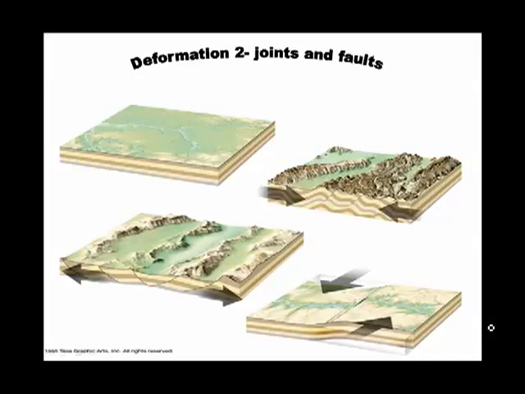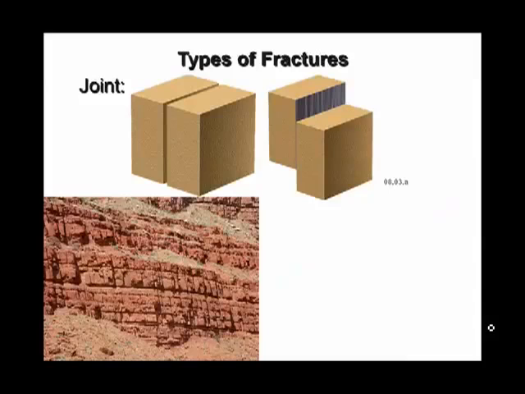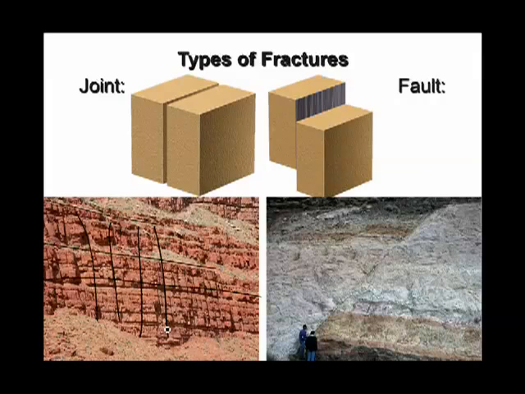Deformation Part 2, Joints and Faults. Two basic kinds of fractures. A joint is a break in the rock, whereas a fault is a break along which some movement has taken place. Now in this rock here, you can see horizontal bedding planes, but the vertical lines are joints. Whereas this fault, you can see not only is there a crack in the rock, but some movement has taken place along that crack. What causes joints and faults?